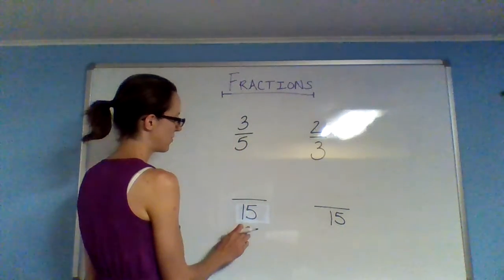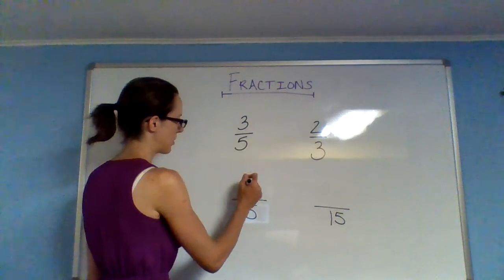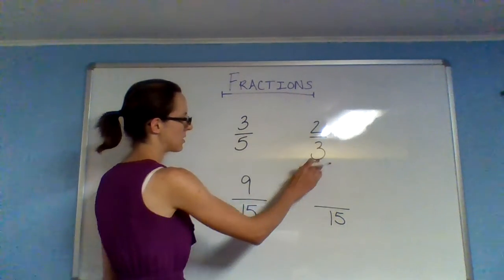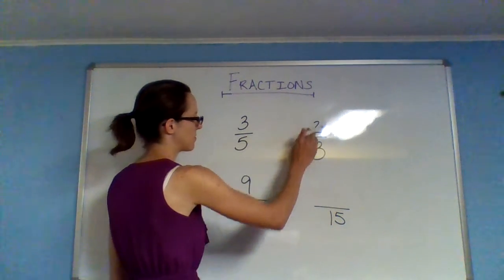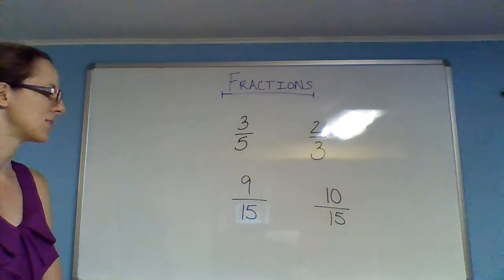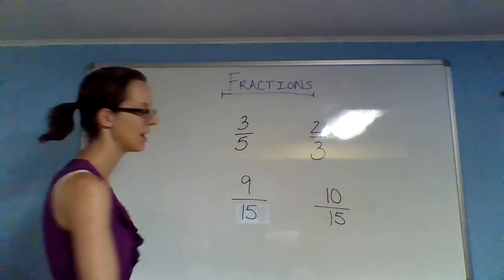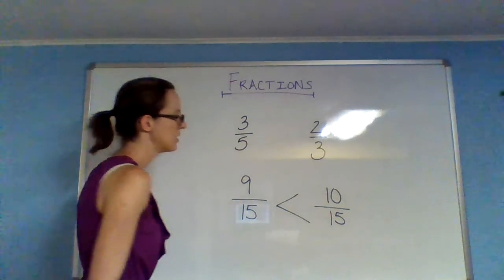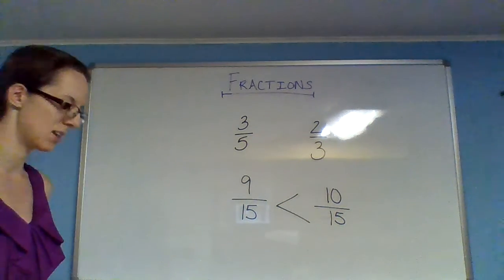To go from 5 to 15, I multiply by 3, so I'm going to multiply the top by 3. To go from 3 to 15, I multiply by 5, so I'm going to multiply the top by 5. Now I'm comparing having 9/15 of a pie to having 10/15 of a pie. I would obviously prefer 10/15 of the pie, so that's the bigger fraction.